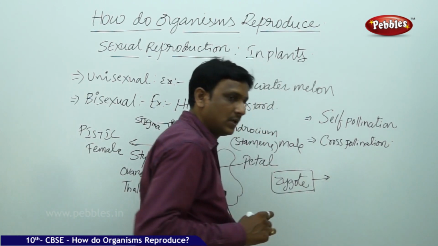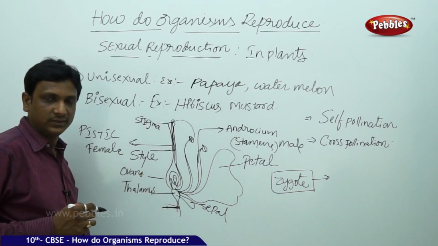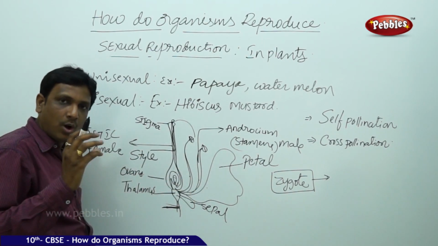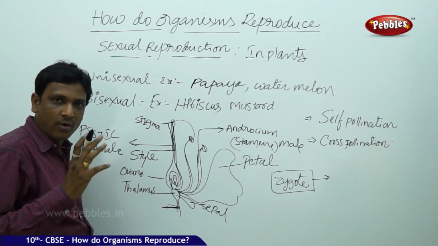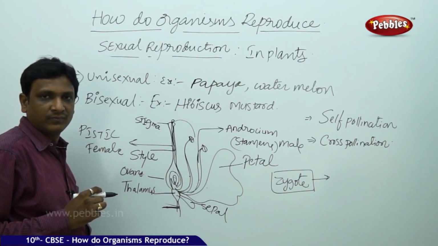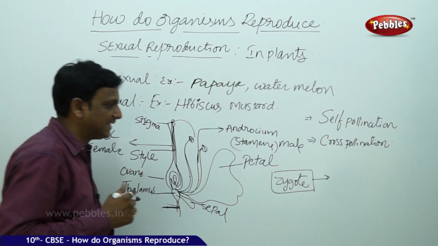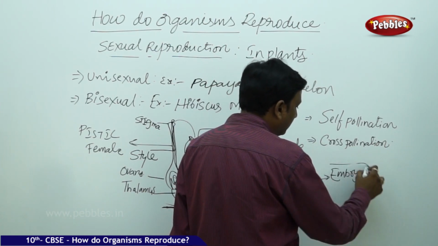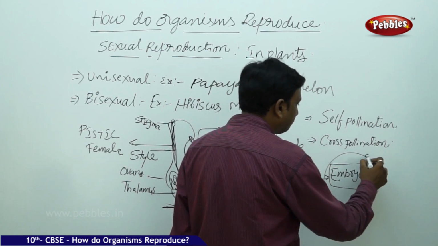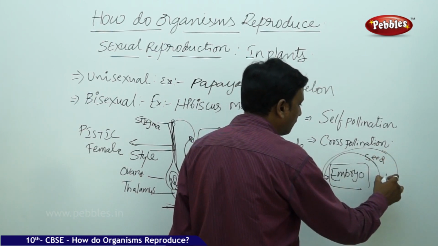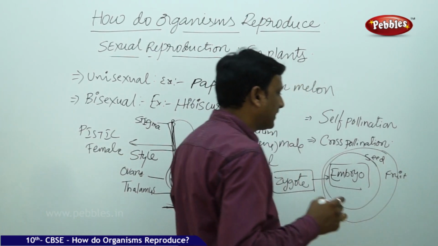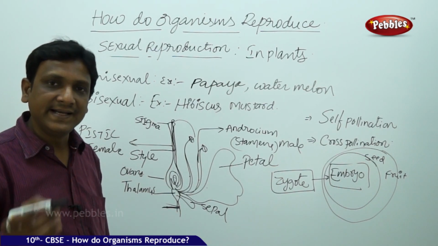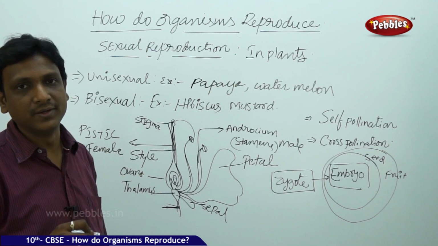Once the zygote is formed inside the ovule, what happens? The flower loses all its parts, the ovary increases in size, and the ovary becomes the fruit. And what happens to the ovule? The ovule becomes the seed. Then what is this zygote? The zygote becomes the embryo. The embryo is covered by the seed, and the seed is covered by the fruit. So fruit consists of seed. Seed does not contain only the embryo. Seed contains the embryo and cotyledons to provide food to the embryo.